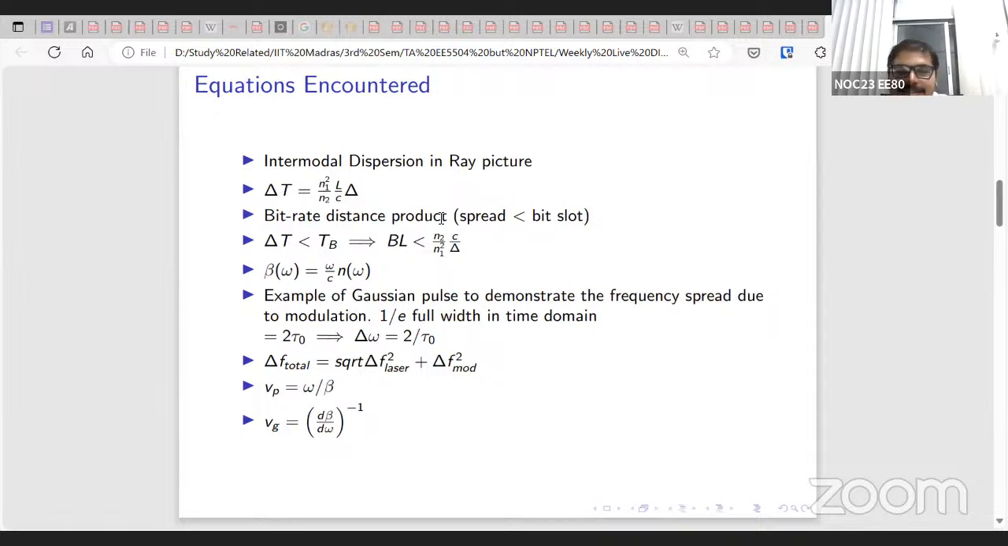Then bitrate distance product, like why we care about it: the spectral spread should not spread into more than one bit. So this is bitrate distance product. Again, this is only for intermodal dispersion that it was written. I think in the assignment you were asked to do the same thing, but not for intermodal dispersion, if I remember correctly.